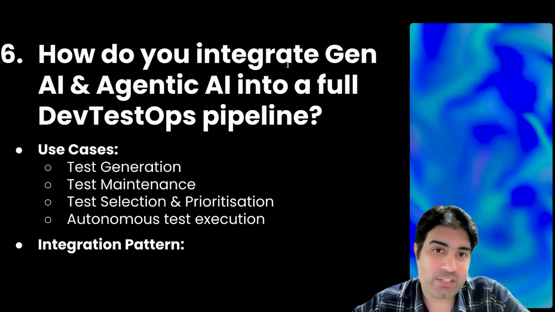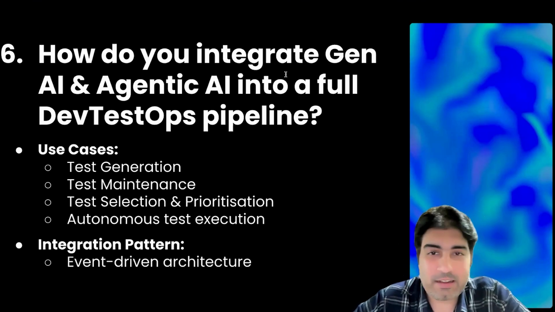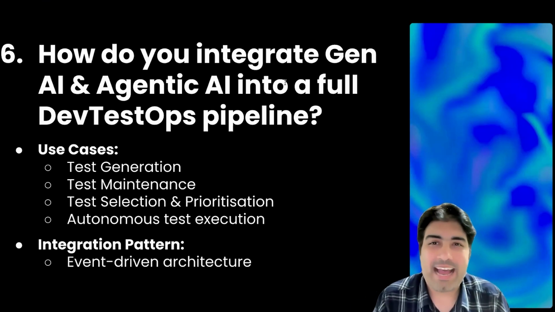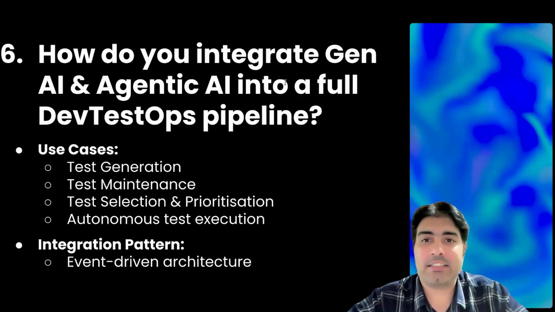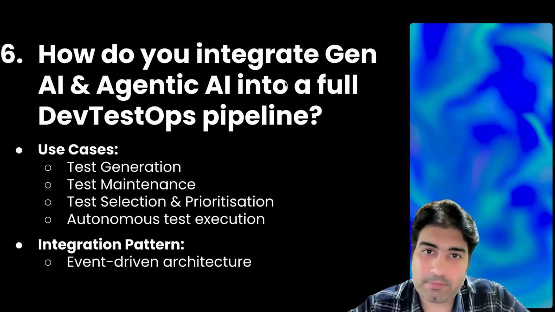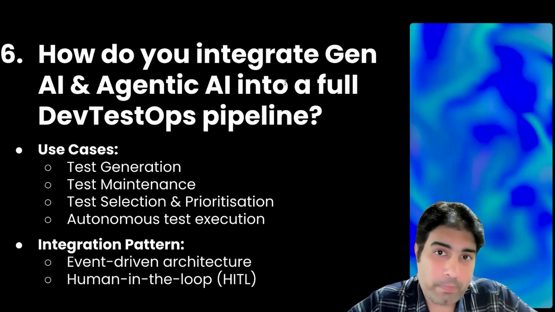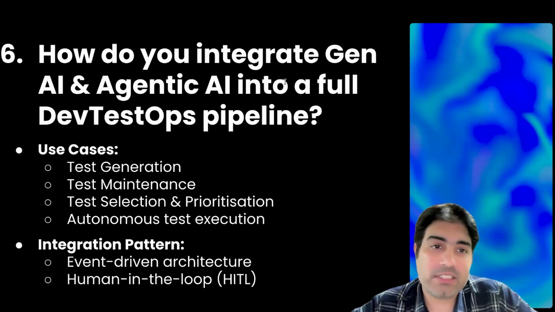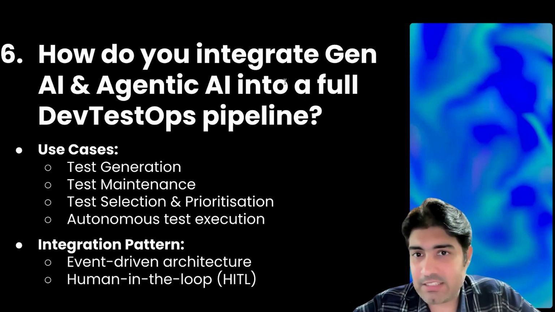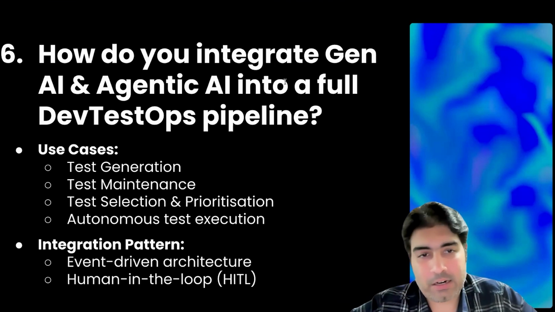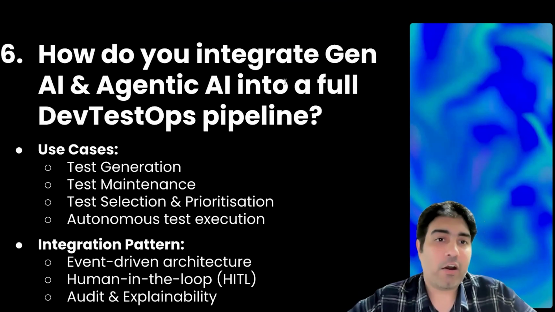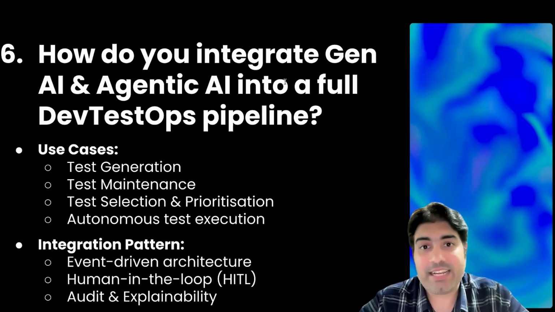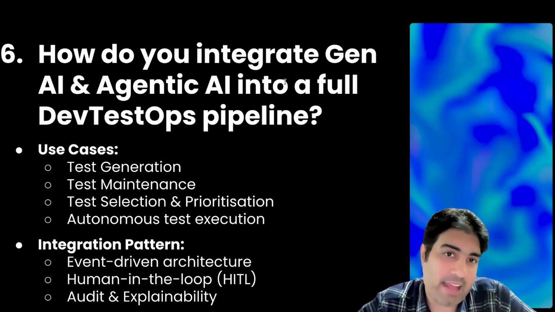But think about the integration pattern. I'm sure you have heard about event-driven architecture. On PR open or commit, an event triggers an AI service that analyzes the differences and suggests test actions. Human in the loop: AI opens suggested PRs or creates issues rather than auto-merging critical changes. What this does is it provides reviewers with generated rationale and artifacts. And lastly, audit and explainability. Keep logs of AI decisions and the training data that was used, provenance for compliance.